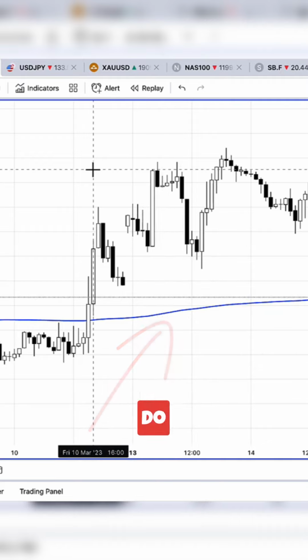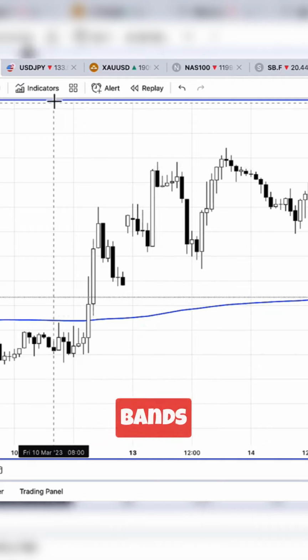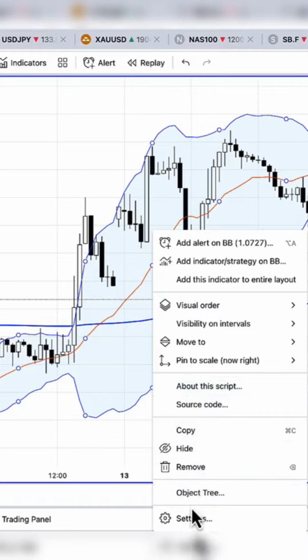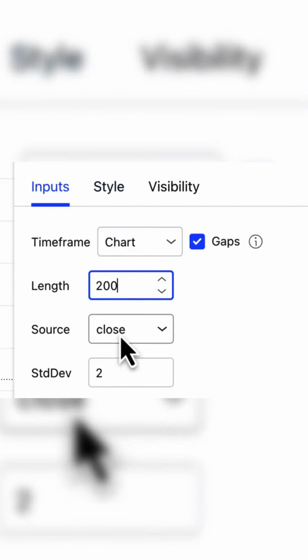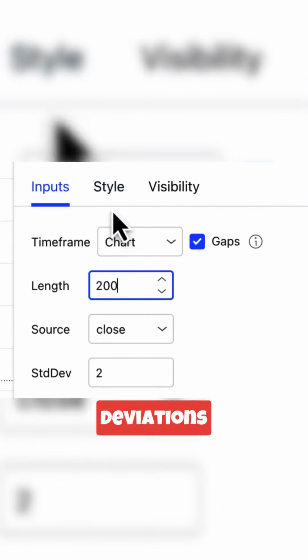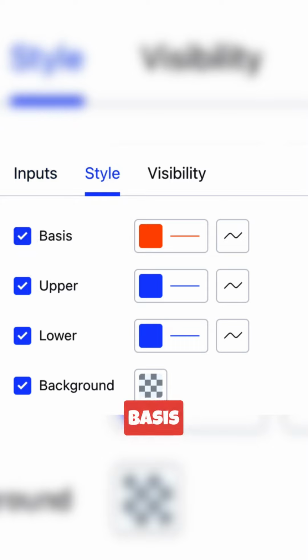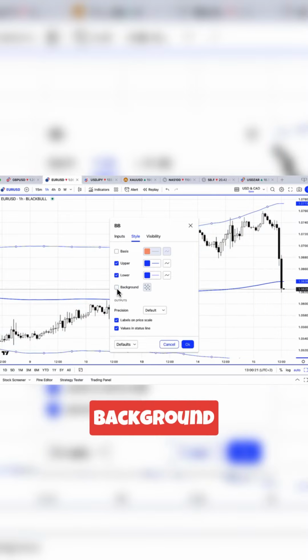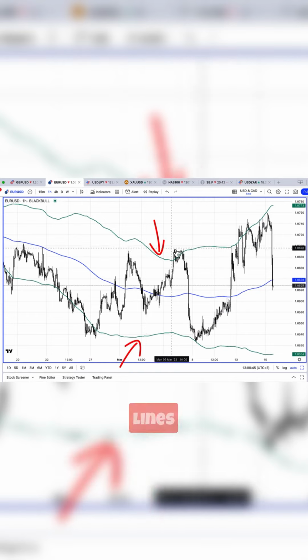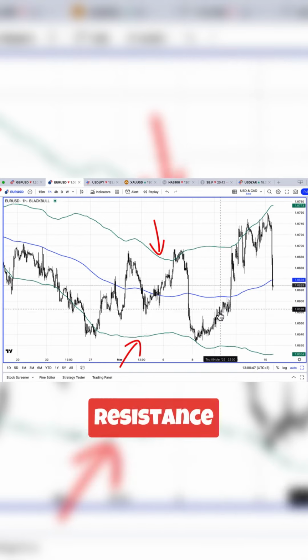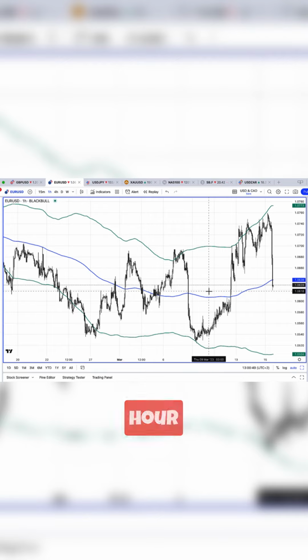The next thing I'm going to do is to put in the 200-period Bollinger Bands. Over here, click on there and clicking on settings. And I'm going to change this to 200. Source is close, 2 standard deviations, that's all correct. I'm going to remove the basis line, that's the central line, which I don't use, and remove the background on my chart. And you see there's a line at the top and there's a line at the bottom. These act as lines of support or resistance, as does the 200-hour moving average.